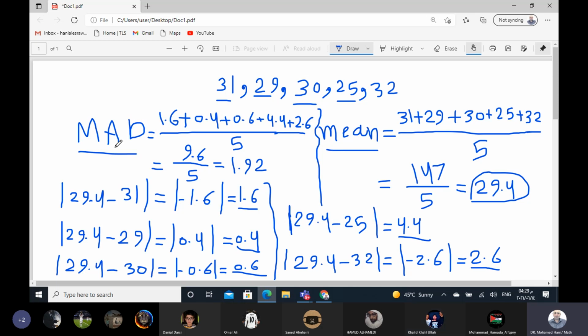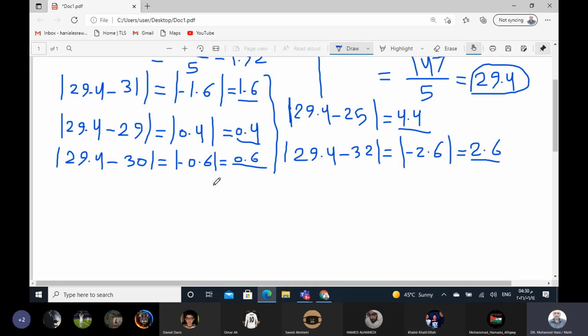We use mean and median to measure the center of the data. And we use mean absolute deviation or interquartile range to measure the variation, the spread inside this data. This is the difference between the mean and the mean absolute deviation. Okay, I will stop here, inshallah.